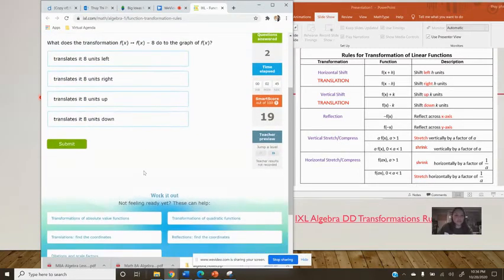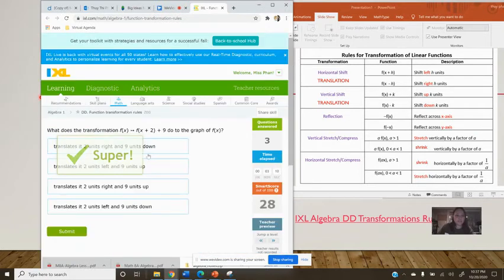Here's another one. Now this is your k, because I'm taking the actual function and subtracting 8. So I'm going to go ahead and look at that. It's a vertical shift, and that is this one right here, f of x minus k. See, f of x minus 8. That means it says to shift down so many units. So we're going to go down 8 units. So translate 8 units down. And hit submit. Pretty easy, right?